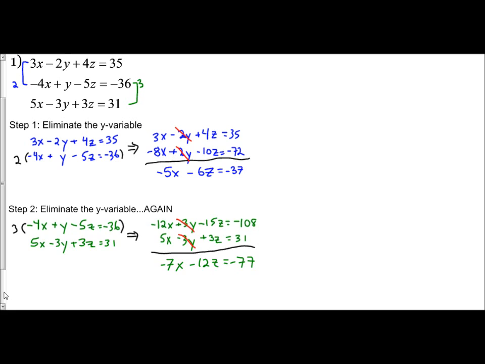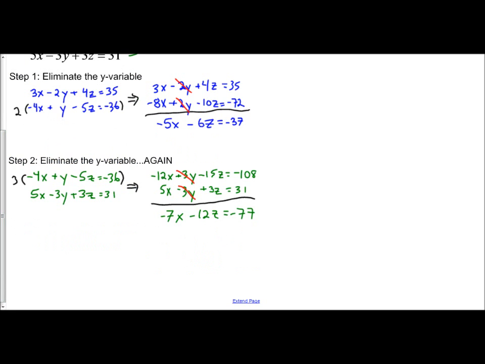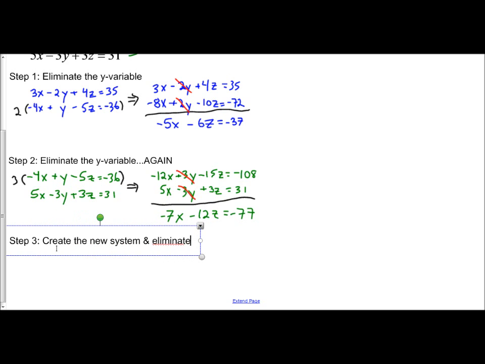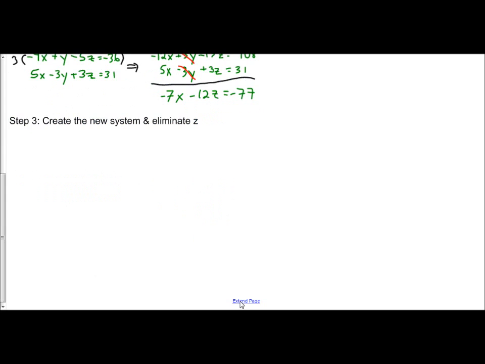In step 3, you pair together the two equations. So we create a new system, and we eliminate one of the variables. And so I see negative 5x, negative 7x. I'm going to have to multiply one by negative 7, one by a positive 5. That's some work. Negative 6z and negative 12z, I see that 12 is a multiple of 6. So I'm going to eliminate my z variable here.